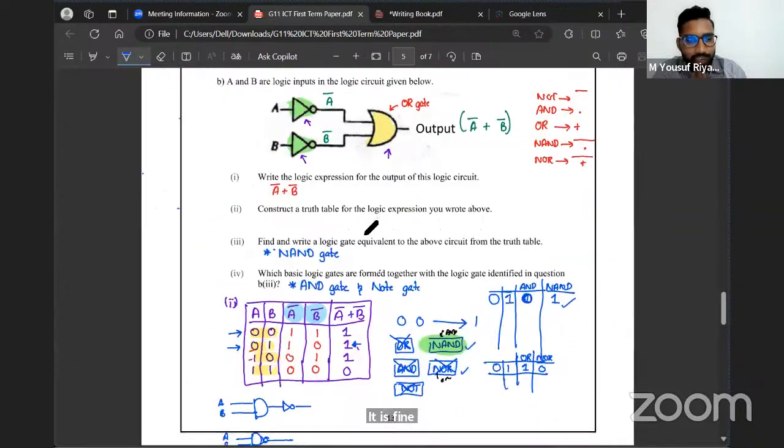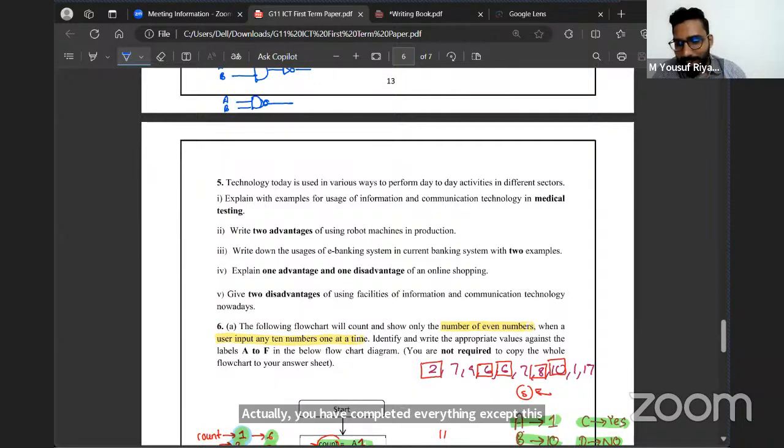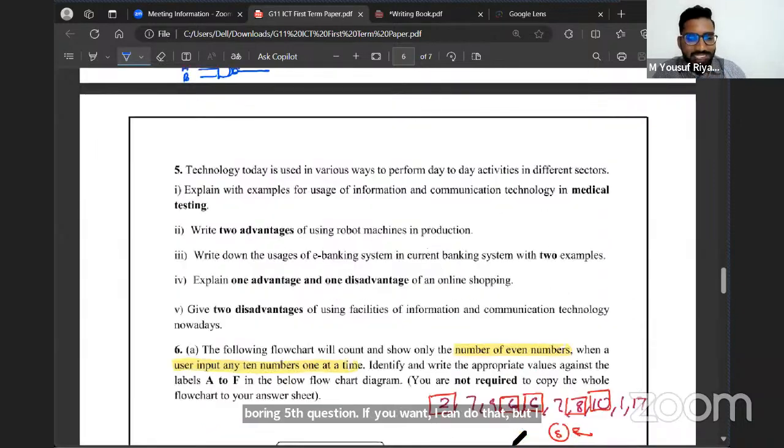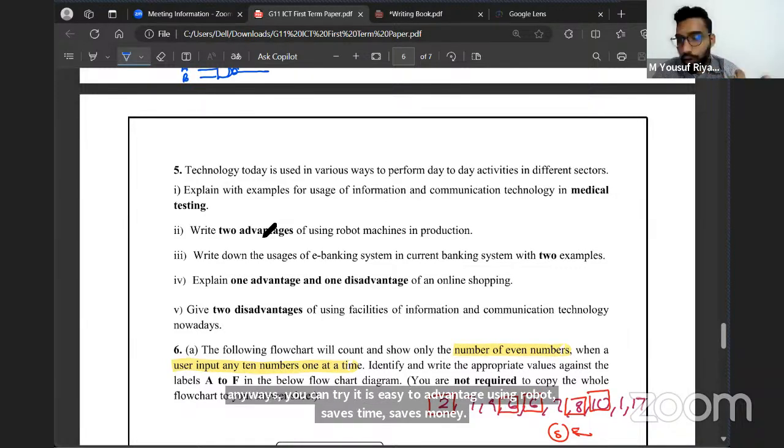Actually, we have completed everything except this boring fifth question. If you want, I can do that as well, but I have to start the grade 10 seminar and go pray as well. But anyways, you can try doing this. It's easy. Two advantages of using robots: saves time, saves money. Sorry, no, it doesn't save money. Saves time and is more efficient.